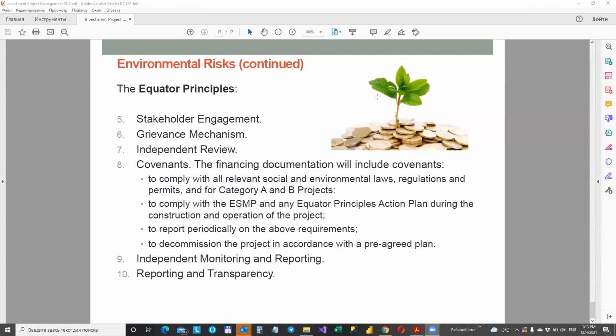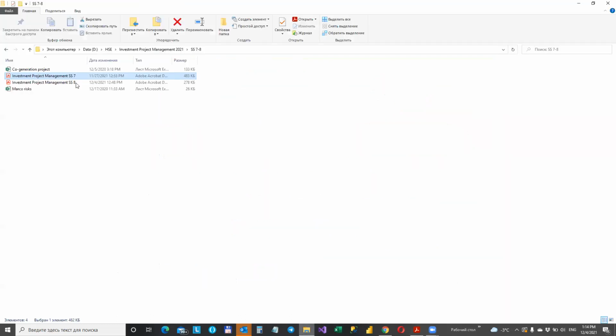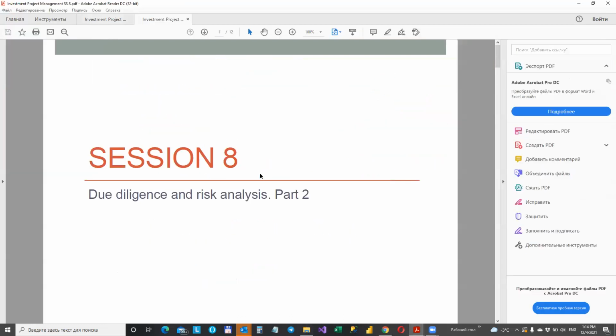So that is what was left from the previous session, and we now can continue to a very complex theme, that is due diligence and risk analysis of economic and regulatory risks.